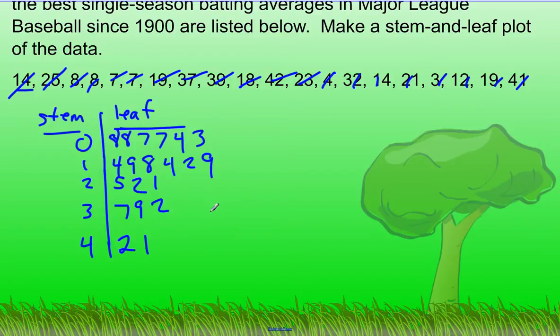Now this is a stem and leaf plot. We're missing one thing actually, and this always has to be there. You need a key. The key in a stem and leaf plot helps you understand what this information means.